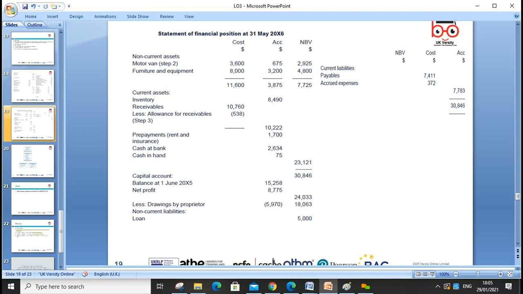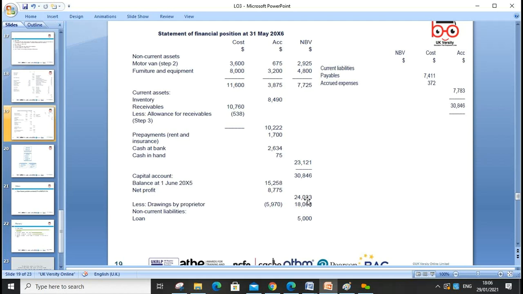So 7725 and 23121 is 30846. Yes. And then we have the balance of the profit, which is from the previous year. So we'll add, and if drawing was given, drawing means somebody drew money for personal use. Yes, we minus it. We add it, loan is a liability, and that's my asset. And then I'll go, this is my current liability.